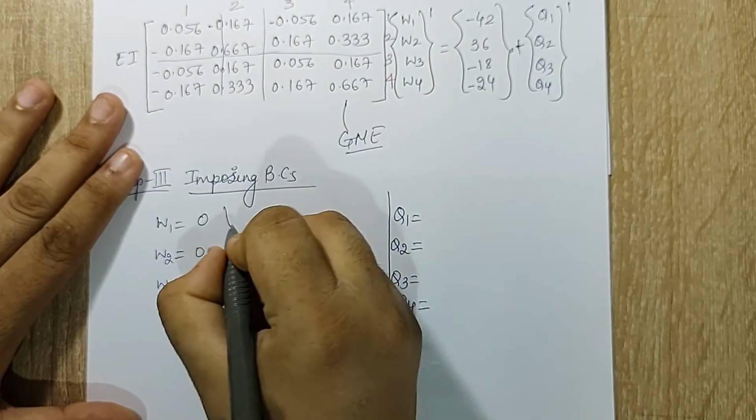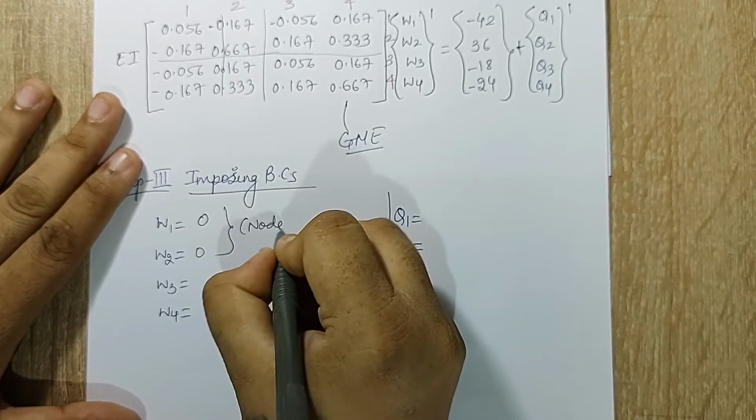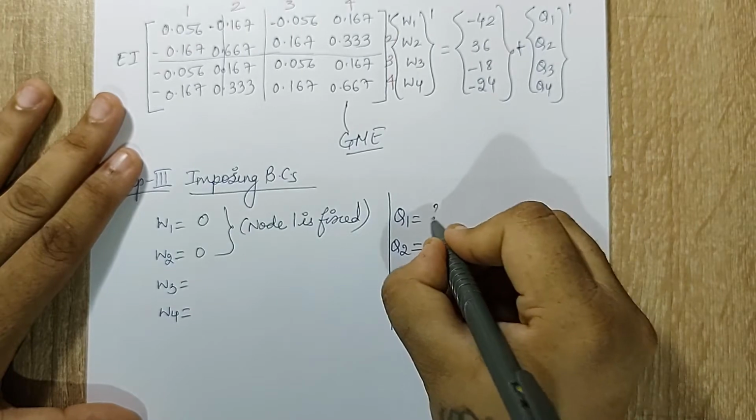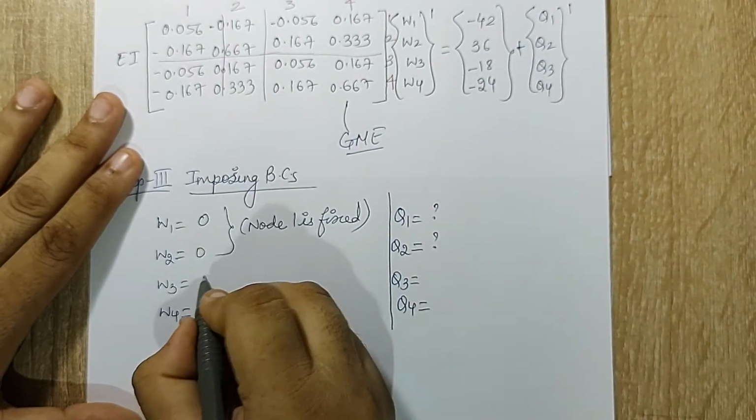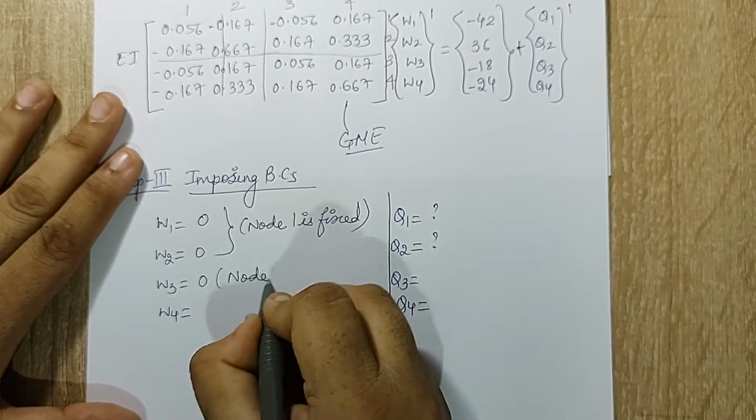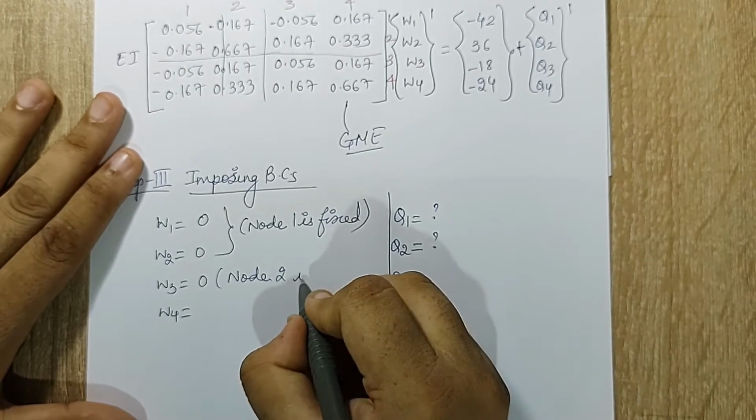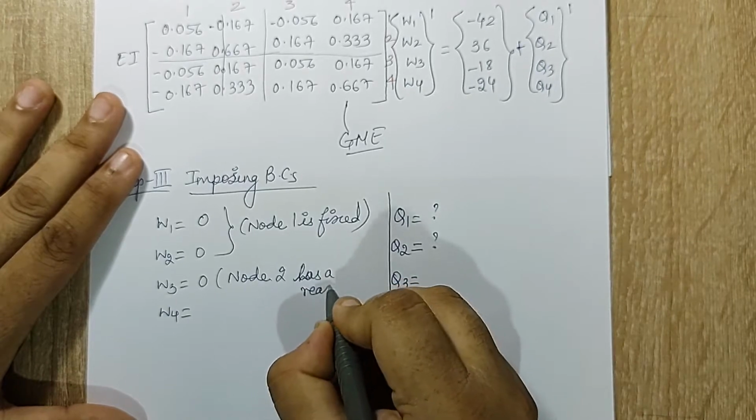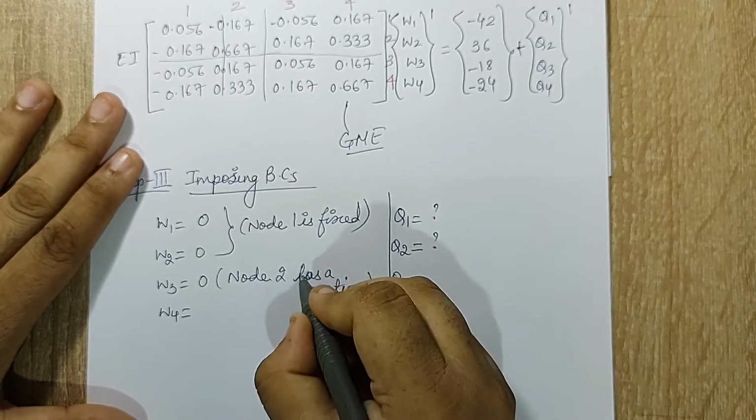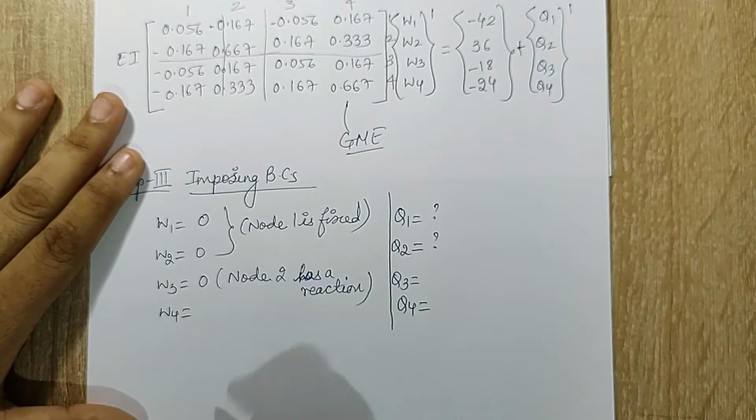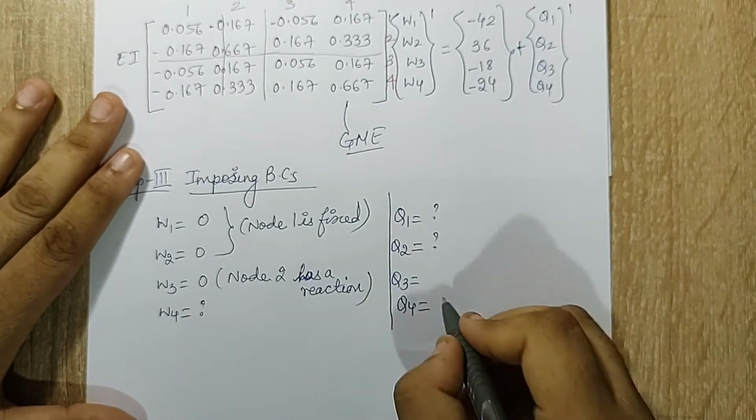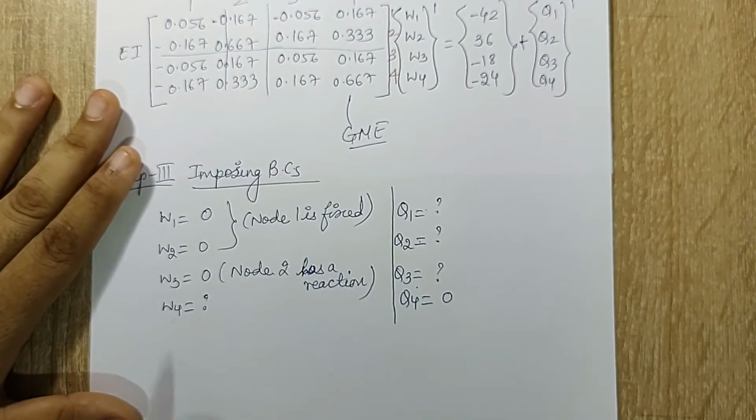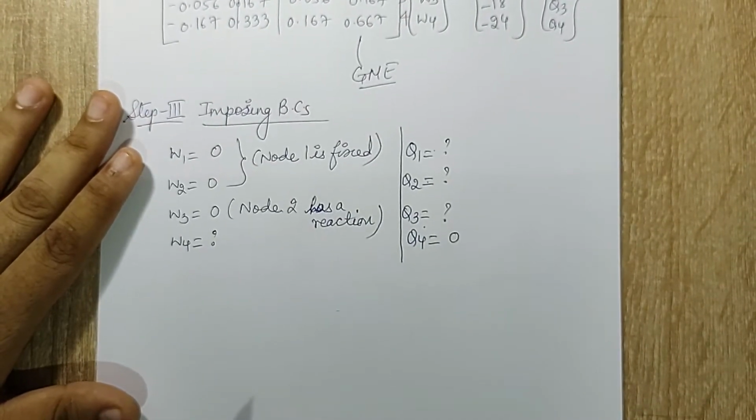This is 0, 0. I'll write here node 1 is fixed. These two have to be question mark. W3 will be 0. I'll write here node 2 has a reaction. So it could be a hinge or a roller. And this will be question mark. This will be 0. So these are the unknown values Q1, Q2, Q3 and W4.